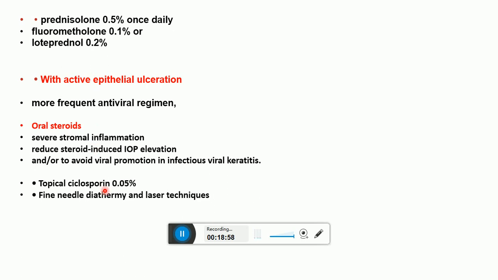Topical cyclosporine 0.05% may be useful, particularly in the presence of epithelial ulcer, to facilitate tapering of topical steroids, such as in steroid-induced IOP elevation. Fine needle diathermy and laser techniques have been reported for successfully addressing corneal neovascularization and improving vision.